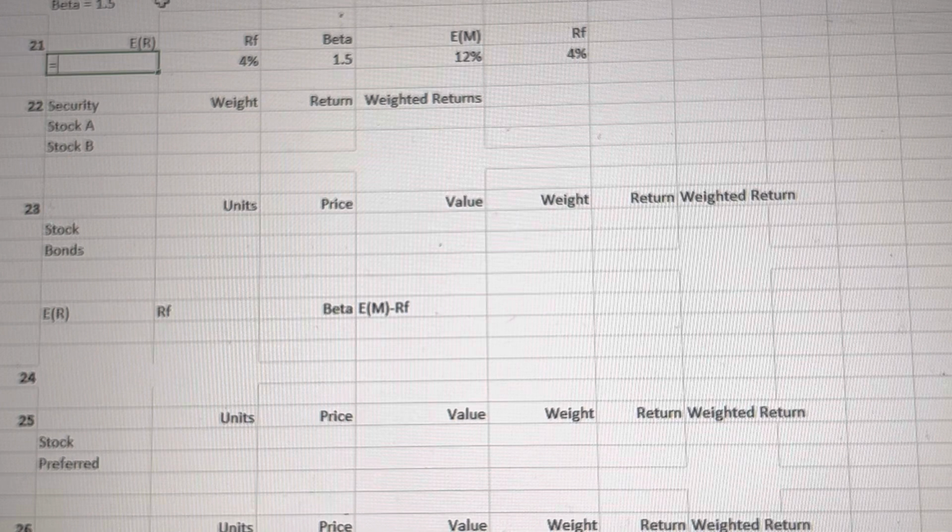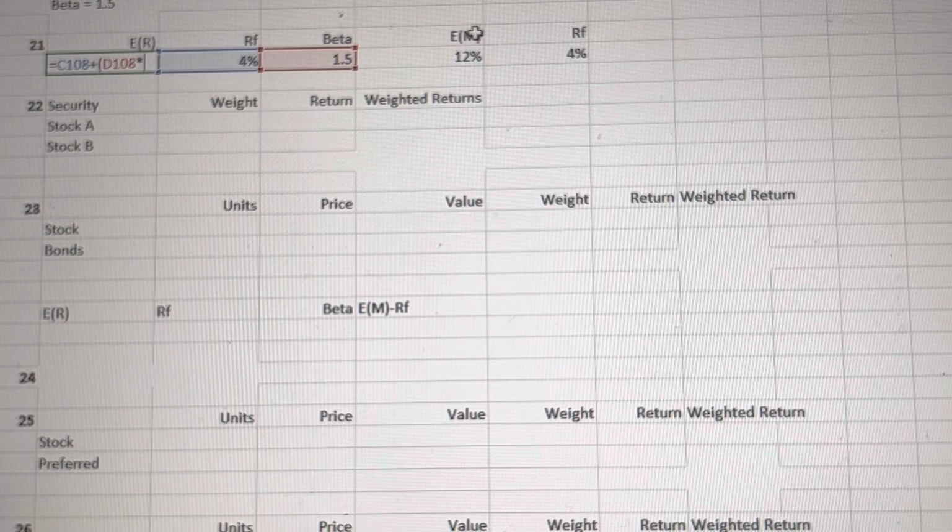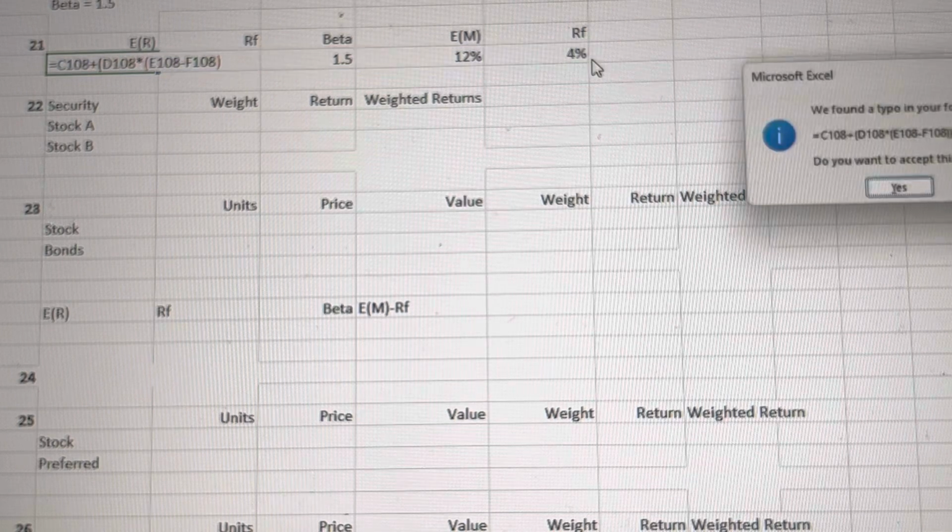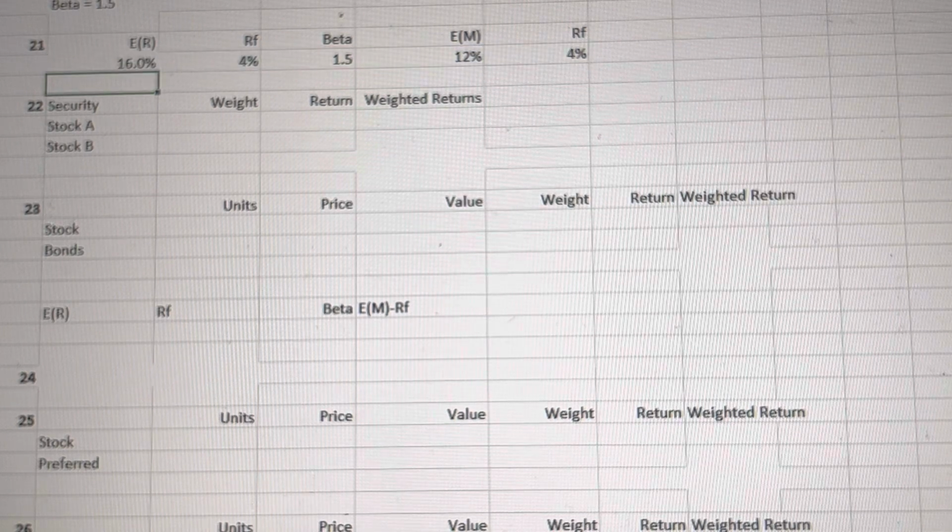Again, the risk-free rate is 4%. To solve, we take the risk-free rate plus the beta and multiply that by the market value minus the risk-free rate. That gets us a value of 16%.